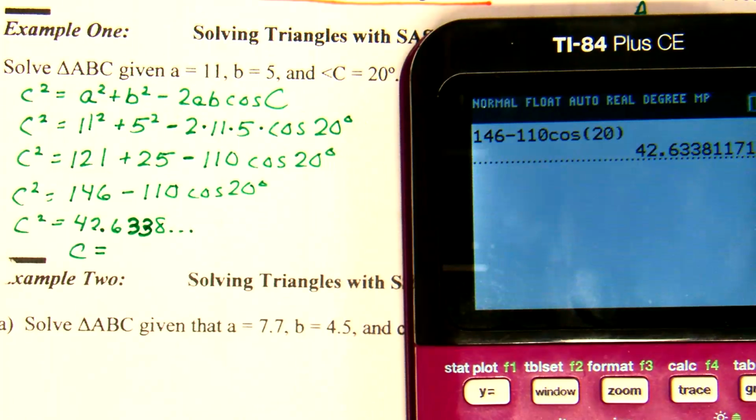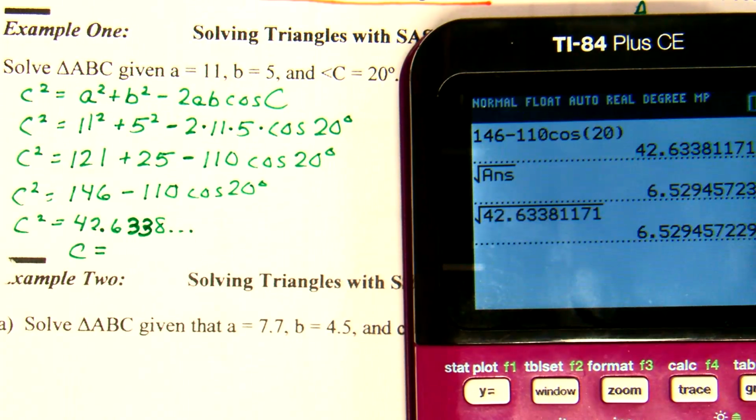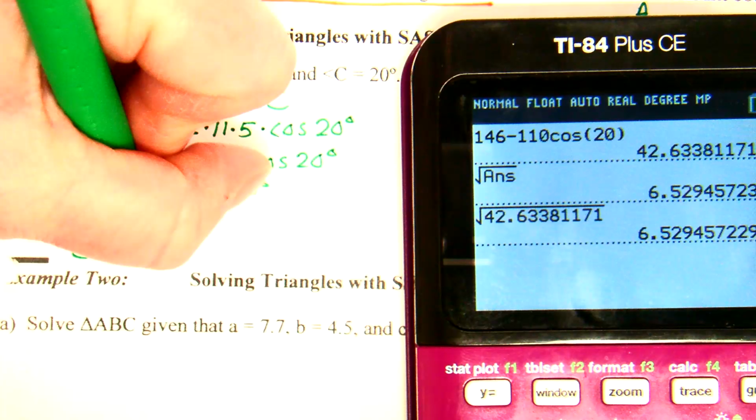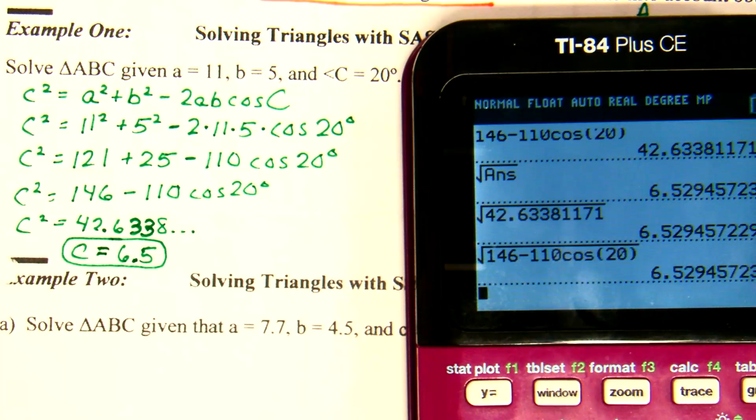Personally, what I like to do is set up my square root. Remember, on some of these calculators, you can arrow up. And notice it's highlighted. I can copy and paste it. And I can get that right there. If I go one decimal place, this is approximately 6.5. Technically, if we wanted to, we could have done square root, and we could have just typed in 146 minus 110 cosine 20. You'll find out some shortcuts and figure it out.